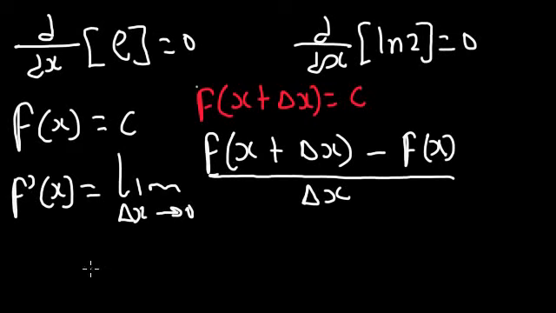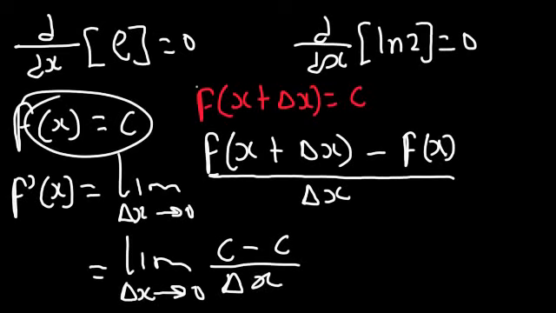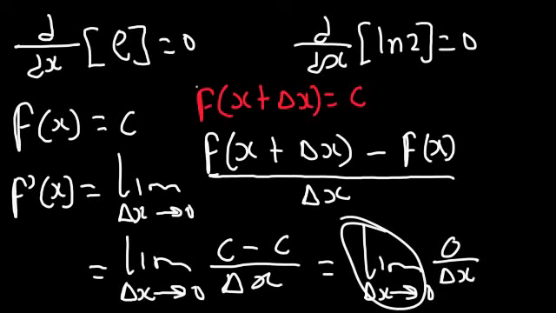If that is the case, the derivative becomes the limit as delta x approaches 0 of c minus c, all divided by delta x. The first c is for f of x plus delta x, while the second one is for f of x. Simplifying this further, we have the limit as delta x approaches 0 of 0 over delta x, which becomes 0, and taking the limit, we end up with 0. This is the reason why the derivative of any constant is equal to 0.